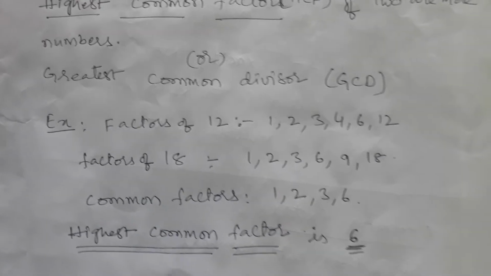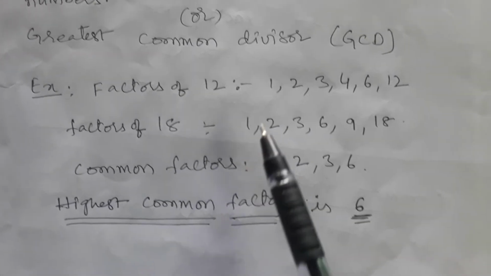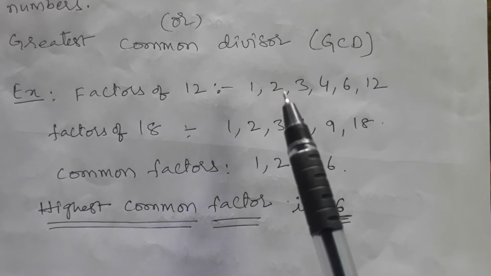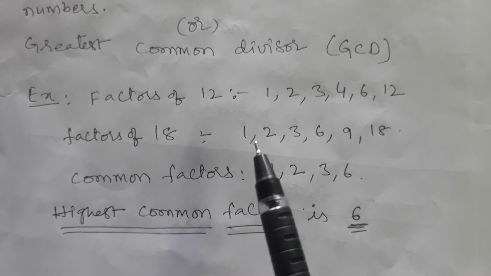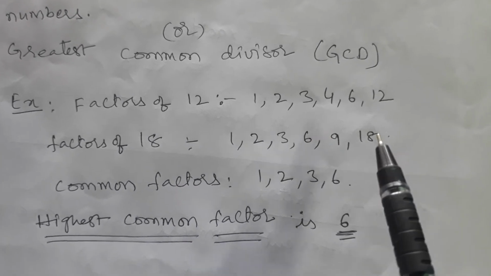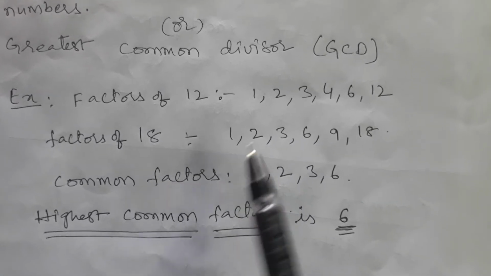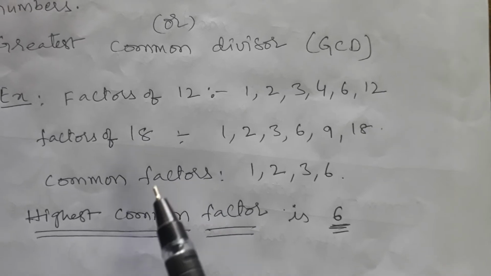In those common factors, highest one. Now see, factors of 12: 1, 2, 3, 4, 6, 12. Factors of 18: 1, 2, 3, 6, 9, 18. These are the factors of 18, and 1, 2, 3, 4, 6, 12 are the factors of 12.